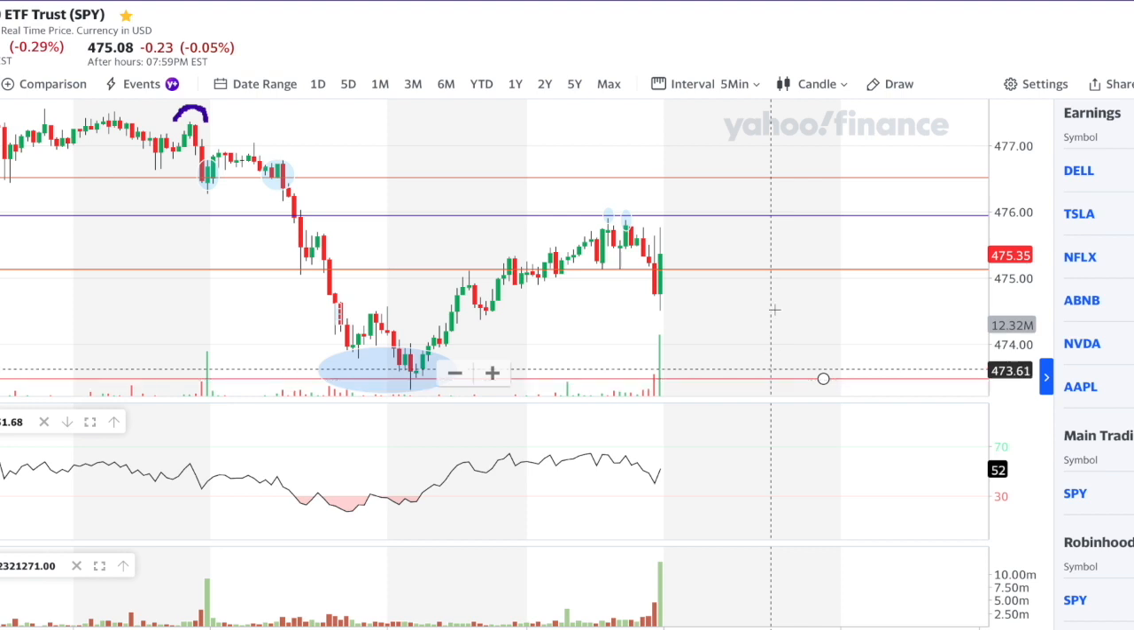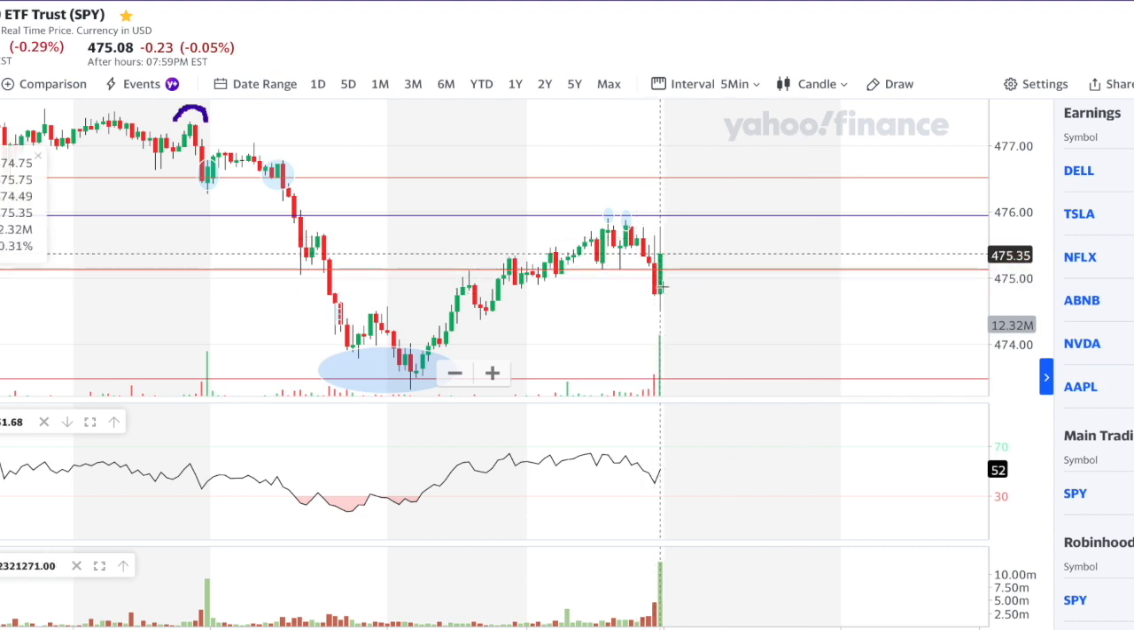Before rejecting off of it and reversing back up, what was our support is now our resistance. It came up to this 475.90-ish level, tried to test that, rejected off there, and ended up closing right here at the 475.13 level.